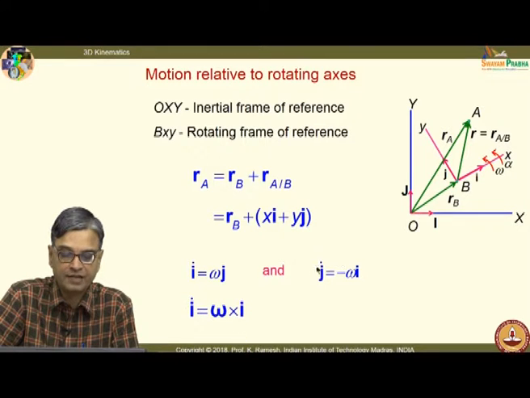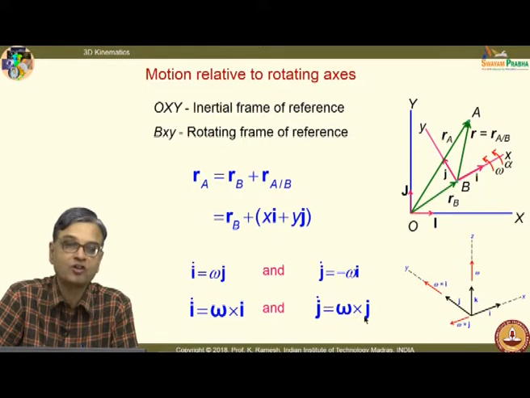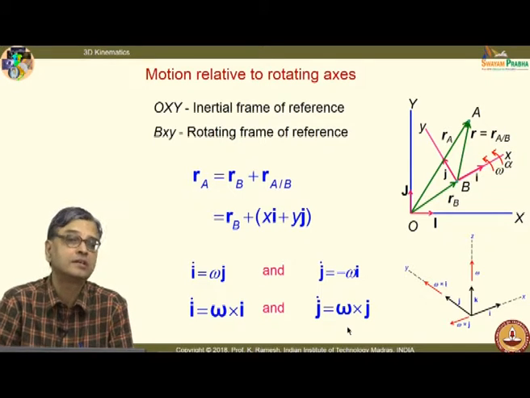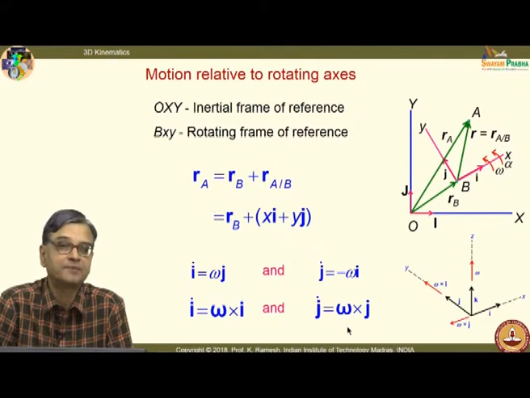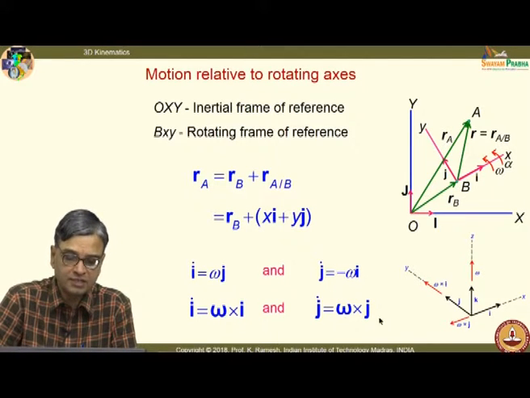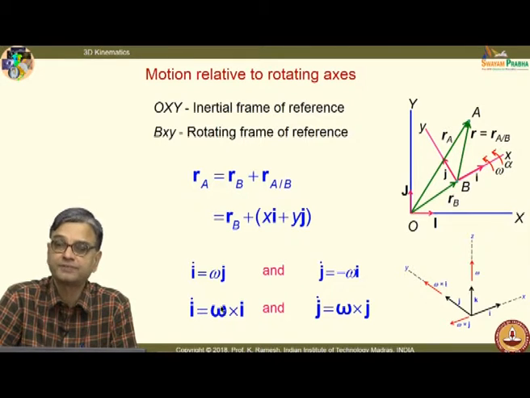which could be written differently as i dot as omega cross i and j dot as omega cross j. This kind of writing is very easy for your mathematical simplification. We have also used this when we discussed fixed point rotation. There again you will have i dot, j dot, k dot depending on which one is having this as non-zero.